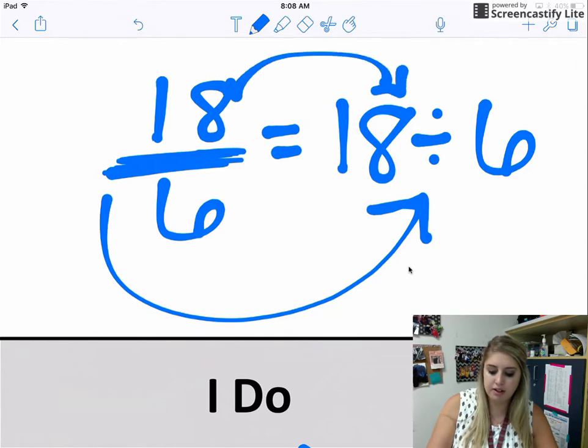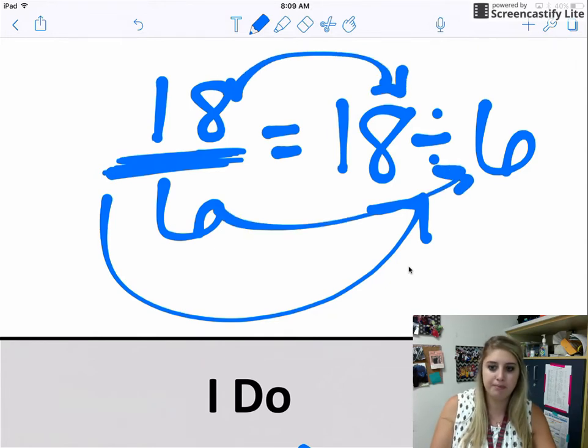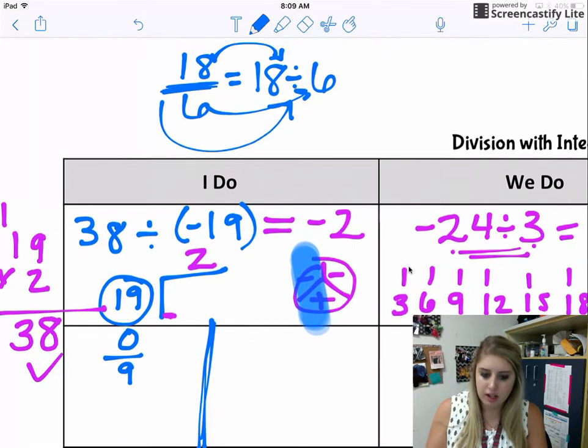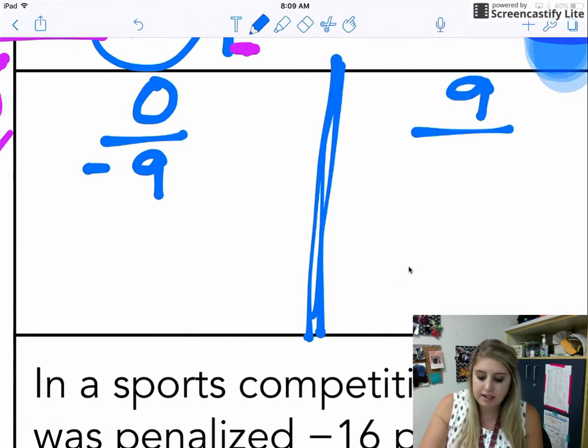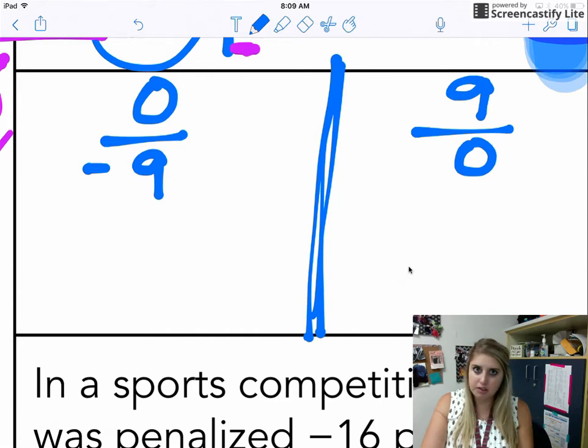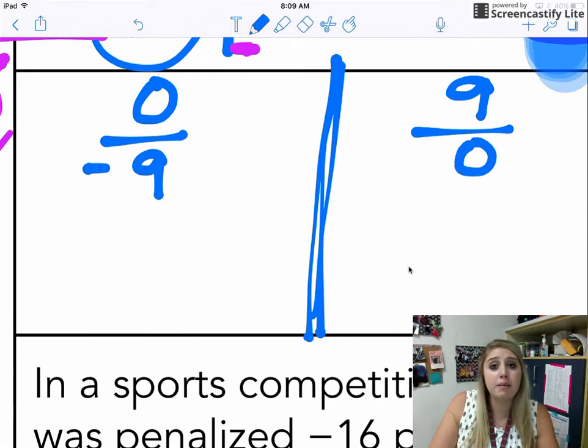I put the numerator on the top, the denominator on the bottom. Okay, that was just a little refresh. Back to this one, I cut it in half. I have 2 different types of problems. I might see 0 divided by negative 9, or I might see 9 divided by 0. 2 different problems. 0 divided by negative 9, that's good, we're fine.